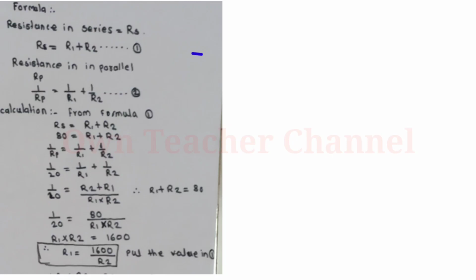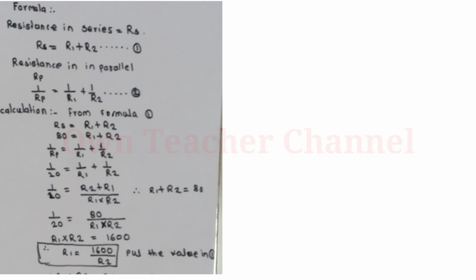Formula: resistance in series is equal to R1 plus R2. Resistance in parallel, 1 upon R1 plus 1 upon R2. From our formula, we will keep value here. Resistance in series is 80 is equal to R1 plus R2, and resistance in parallel 1 upon 20 is equal to 1 upon R1 plus 1 upon R2. Now we will do cross multiplication. 1 upon 20 is equal to R2 plus R1 upon R1 into R2. And we know R1 plus R2 is equal to 80. So we will put here the value. 1 upon 20 is equal to 80 upon R1 into R2.